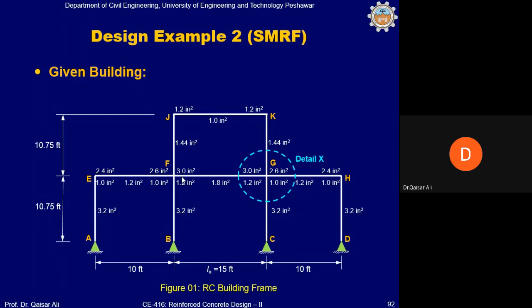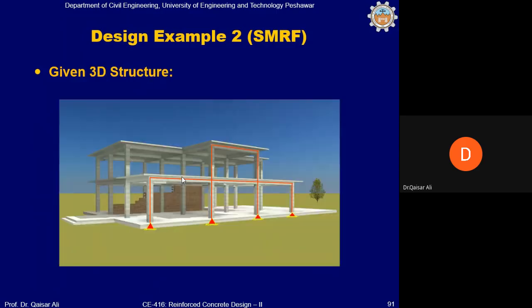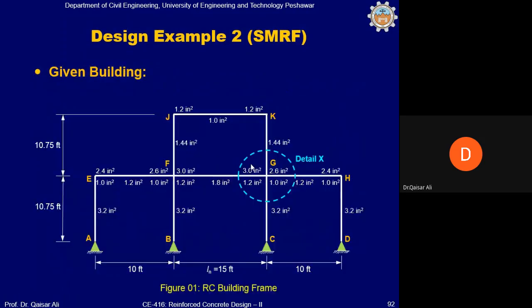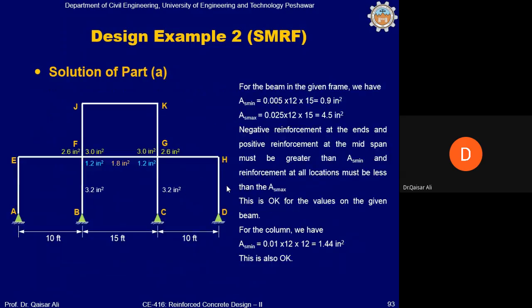Now, what is required in the example? Number one, provide suitable number of bars in beams and columns for which reinforcement is required. The reinforcement is here; we will provide number of bars. For columns, this is 3.2 square inch. We will use number 5 bars and calculate the number of bars. For beams, 3 square inch is the maximum reinforcement at the end of the beam, on the top side, and on the positive side the reinforcement is 1.2 square inch. Mid span reinforcement is 1.8 square inch. Okay, so now let's calculate the number of bars.